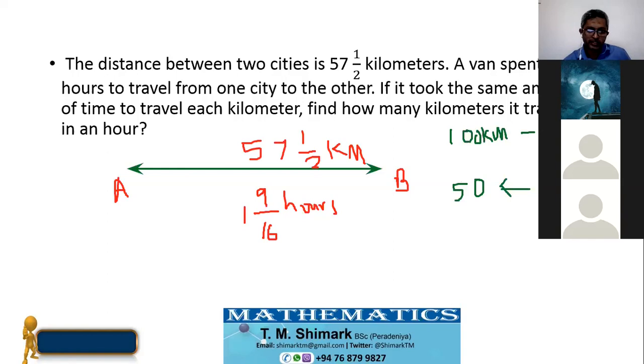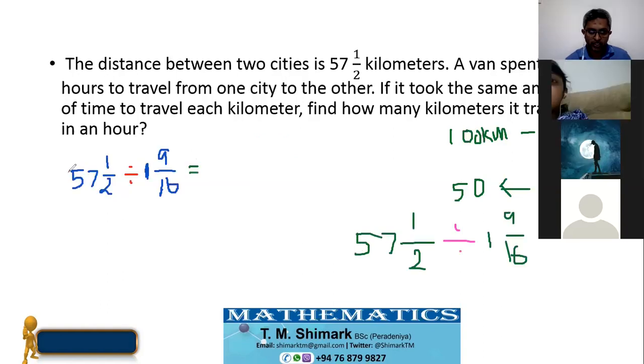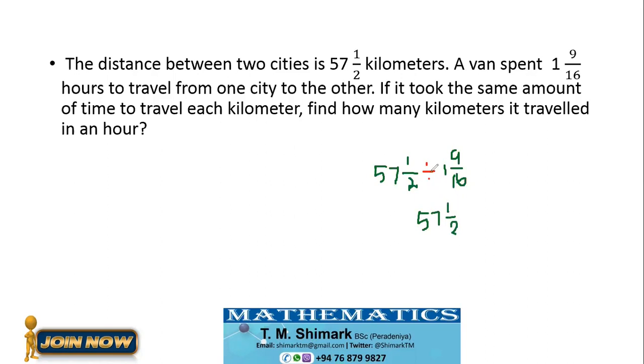Now we have the kilometers, 57.5. First thing, I will change the mixed fractions into improper fractions. 57 and a half: 57 into 2 is 114 plus 1 is 115 by 2. And 1 and 9 by 16: 16 into 1 is 16 plus 9 is 25 by 16. The division sign stays as it is.